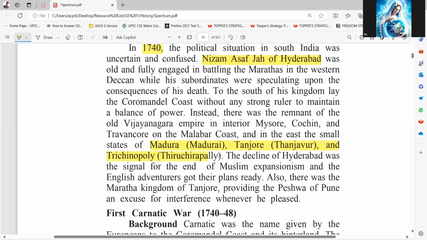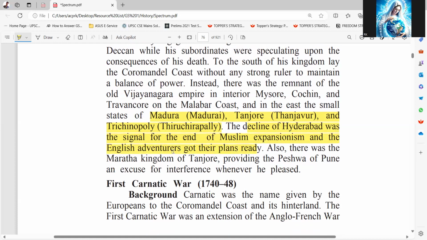and Tiruchirappalli. The decline of Hyderabad was a signal for the end of Muslim expansionism, and English adventurers got their plans ready. Also, there was the Maratha kingdom of Tanjavur, providing the Peshwa of Pune an excuse for interference whenever he pleased. First Carnatic War, 1740 to 1748.